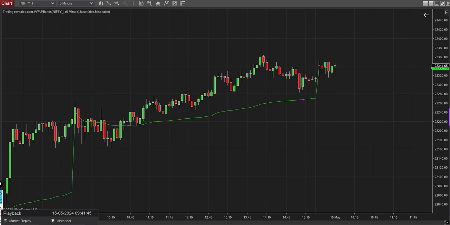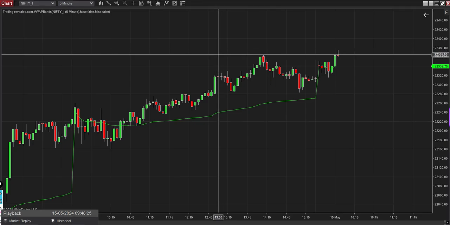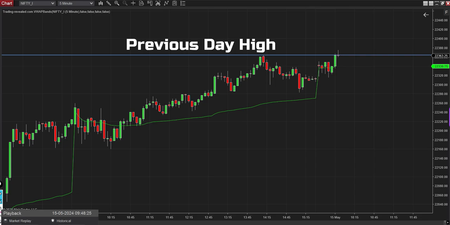VWAP is only being used in finding direction. Just focus on the candles which are trying to develop here. Now, very important, what's happening? Why am I marking this reference one? Why am I marking this level here? Previous day's high.